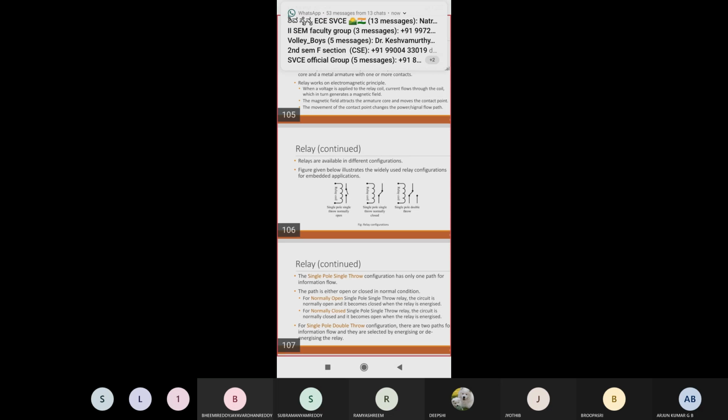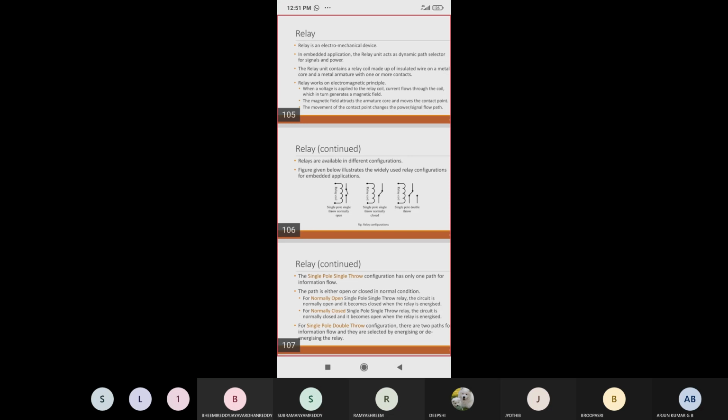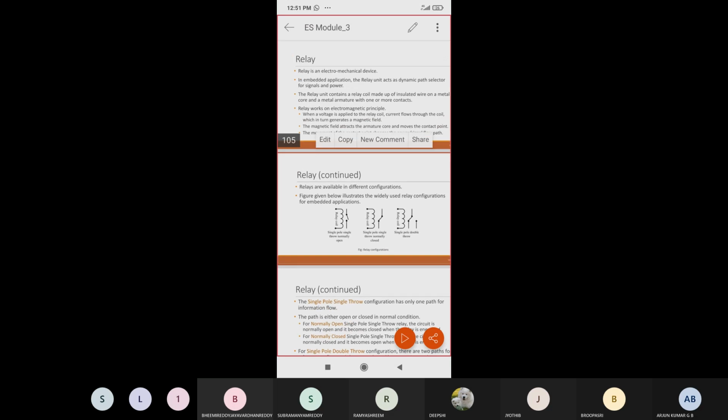Initially it is normally open, and then the second is the normally closed single pole single throw relay. The circuit is normally closed. When the relay is activated or energized, it will open. The third diagram is the single pole double throw configuration. There are two paths of information flow, and they are selected by energizing or de-energizing the relay. If you energize it, it will go to the next throw. If it is not activated, it will take the other path.